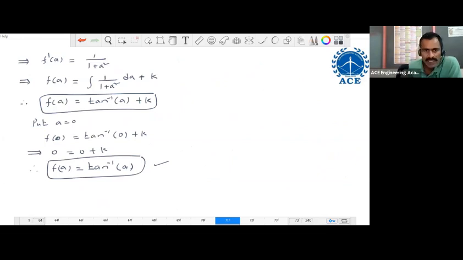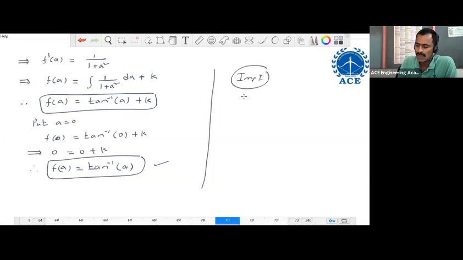In the improper integral topic, we have two model problems only. Model number 1, model number 2. So far, the problems we have done are model number 1 only. According to our syllabus, we do model number 1. Model number 2 is not required.